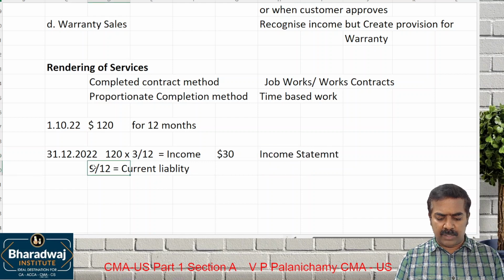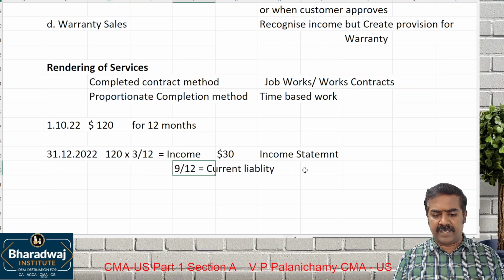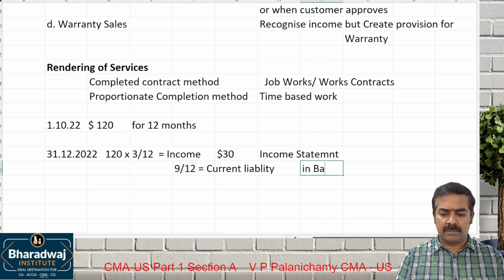And this 9/12 that falls in next year, it will be taken as what? Current liability in which one? Balance sheet. This is the correct option you have to choose.